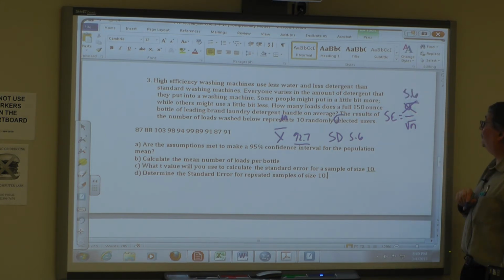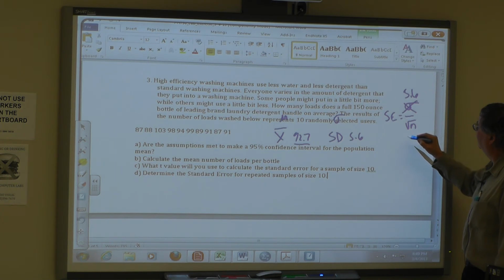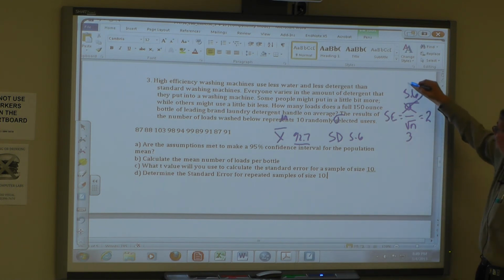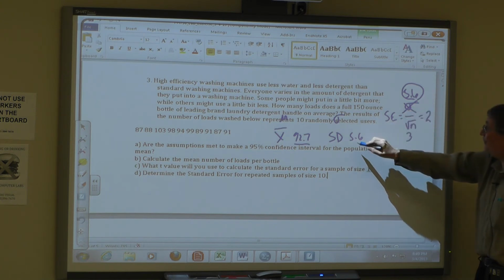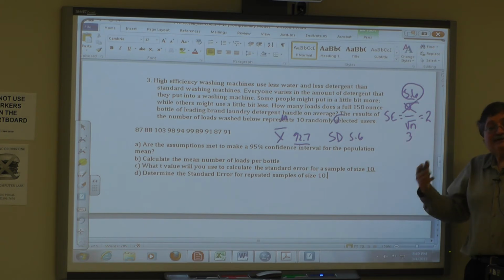Okay, that's 5.6. Square root of the sample size. How big is the sample size? 10 or 9? I'm going to make believe it's 9, so I can divide by 3. So that's going to be equal to, I'm going to round it off, 2. Okay, that's really nice, except I cheated, right? I used the standard deviation of the sample to approximate the standard deviation of the population. It does approximate it, but it's not exactly the same. I've added an extra layer of uncertainty.